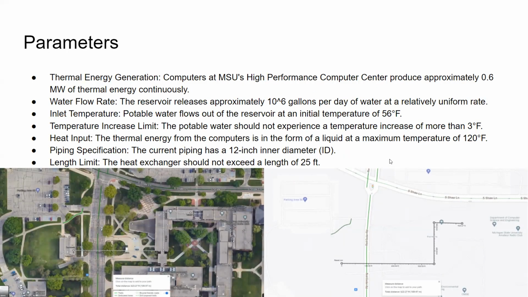Some of the parameters given through Michigan State were that the High Performance Center produces approximately 0.6 megawatts of energy, and the reservoir's flow rate is roughly 10^6 gallons of water per day. Temperatures that we had to pay attention to were the initial temperature of 56 degrees and capping this to an increase of only 3 degrees more, as well as the maximum temperature of the computers, keeping it at 120 degrees Fahrenheit. In addition, piping sizes had to be kept at 12 inches in inner diameter and the length of the heat exchanger at 25 feet.